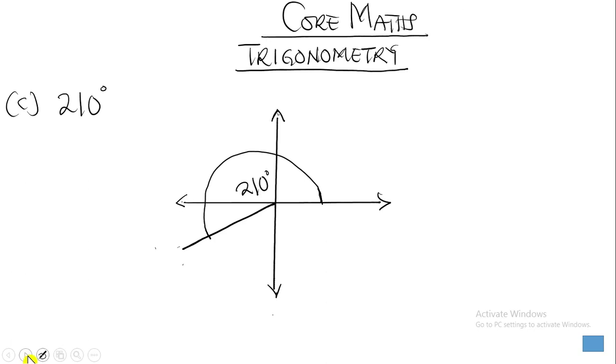So this is 210. Good. So 90 plus 90, 180. And then you have to add a small angle to 180 for you to get 210. So what must be added? 30 degrees. So this small angle here is 30 degrees. Okay, good. Let's look at 300.